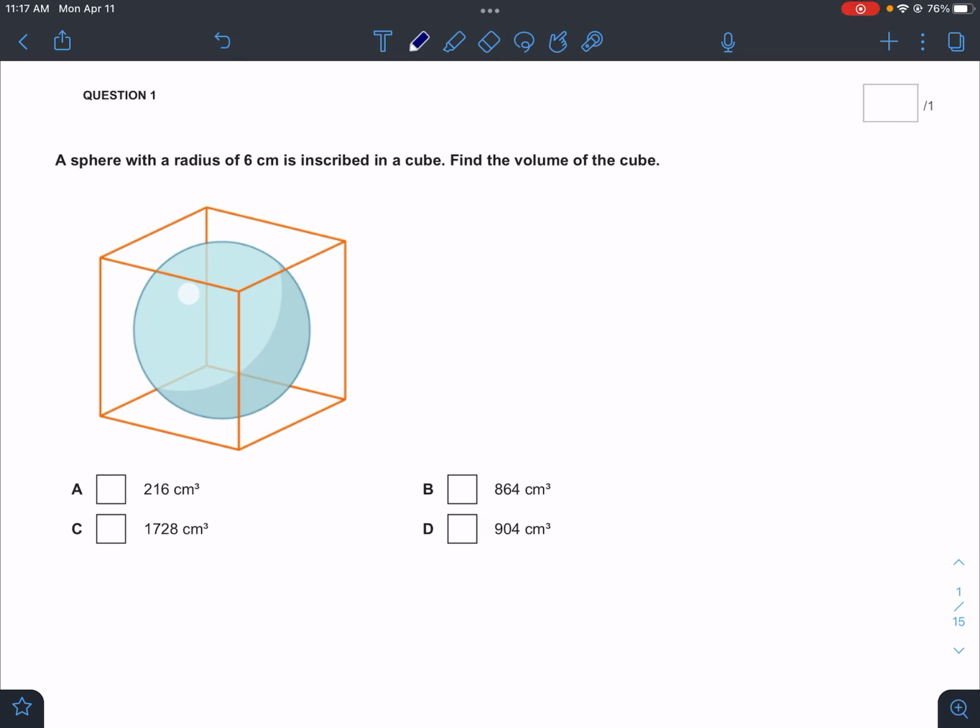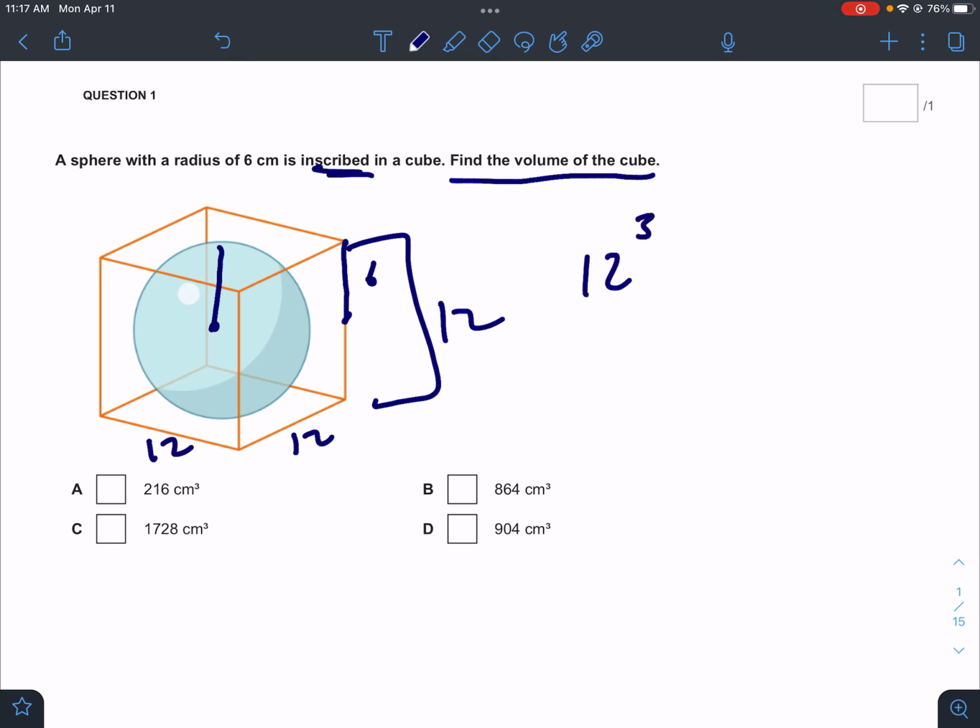All right, number one says a sphere with a radius of 6 is inscribed in a cube. Inscribed means it's the biggest possible sphere that could be in there. That means to the edge would be like from the midpoint up, so the entire side is 12. Find the volume of the cube. Well, if it's a cube, then it's going to be 12 by 12 by 12. 12 cubed is 1728.